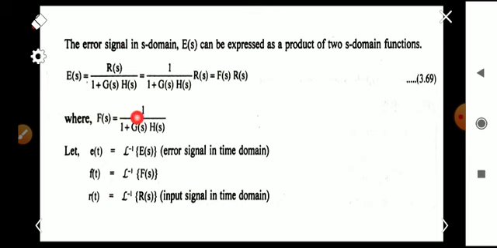Some more notations we will use in the further derivations: small e of t is equal to the Laplace inverse of E of S, where E of S is the error signal in the S domain and e of t is the error signal in the time domain. Then f of t is the inverse Laplace of F of S, and r of t is the inverse Laplace of R of S, that is, the input signal in the time domain.